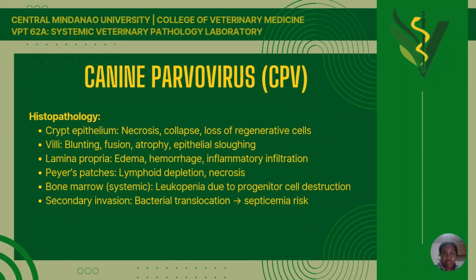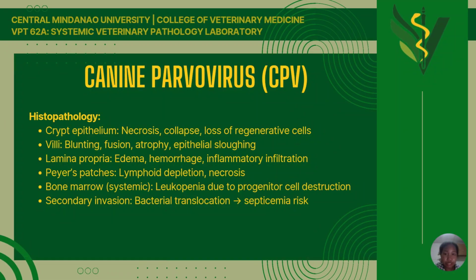If your patient has canine parvovirus, this is what you can see histopathologically. First is your intestinal crypt epithelium. You can see necrosis, collapse, and loss of regenerative cells. This occurs because CPV targets your intestinal crypt cells since they are actively dividing. Viral replication destroys these progenitor cells, leaving the mucosa unable to regenerate.